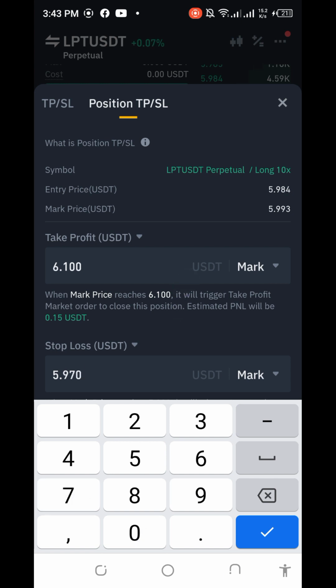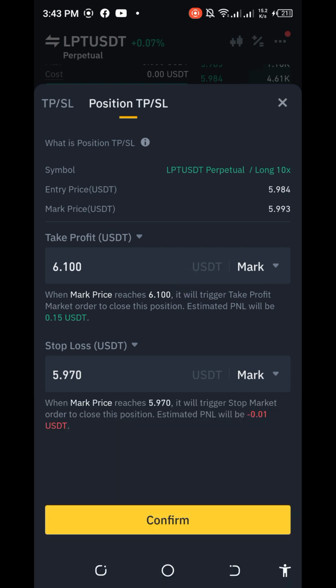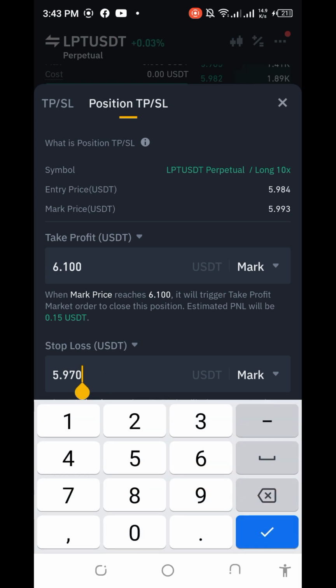Now my stop loss, let it be at 5.970. Now how much am I going to lose there? I'm going to lose only $0.01. Do you understand? So that is how to do it, then you click on confirm here. Make sure your stop loss, if you are buying, is lower than your entry price. Look at my entry price here. My entry price is what?